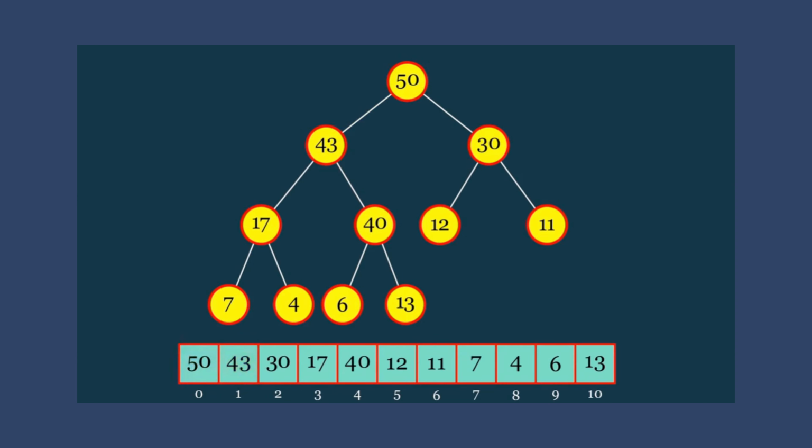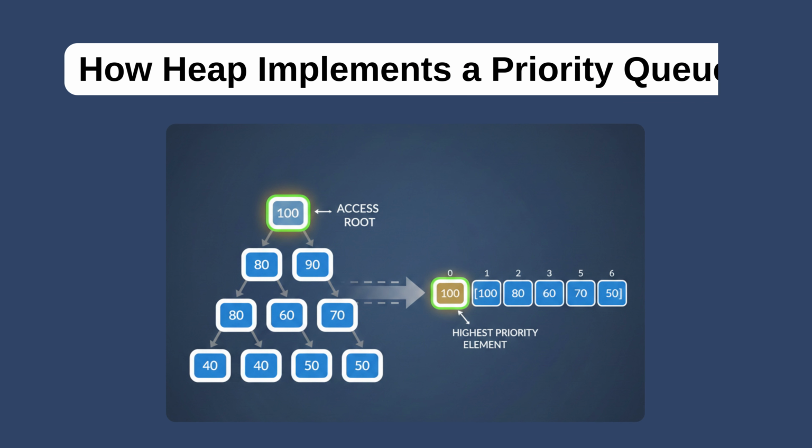Keep in mind the tree structure we visualize is just to help us understand the relationship between elements. In reality, all heap operations happen directly within the array. Let's talk about how a heap implements a priority queue.